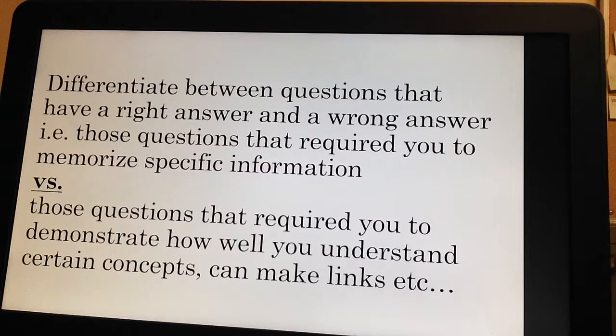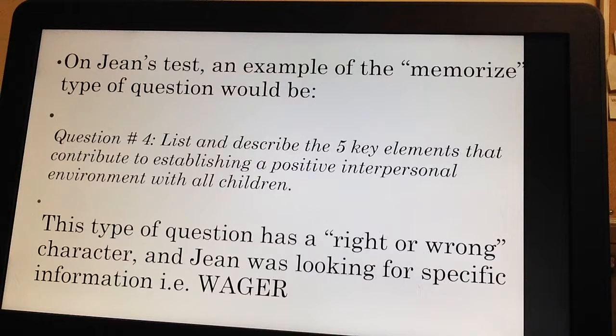So, coming back to the suggestion that I had made, differentiate between questions that have a right answer and a wrong answer. In other words, those questions that require you to memorize specific information versus those questions that require you to demonstrate how well you understand certain concepts, can make links, things like that. So how do we do this? How do we differentiate between these two types of questions?